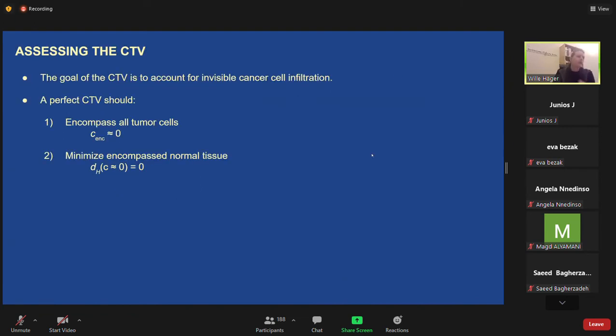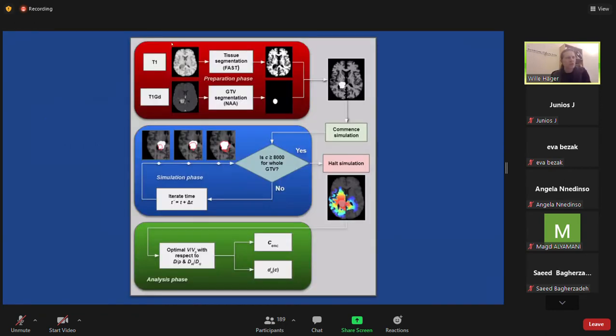So the perfect CTV should encompass all tumor cells. This means that C-encompassed should be close to 0. And it should minimize encompassed normal tissue, which means that the Hausdorff distance should also be close to 0, particularly for as low cell concentrations as possible. So how did the CTV perform? This is again a summary of the analysis so far. We include an analysis phase. We basically take all the simulations, we perform some optimization, take the best parameters, and we do the analysis of these metrics for the CTV.